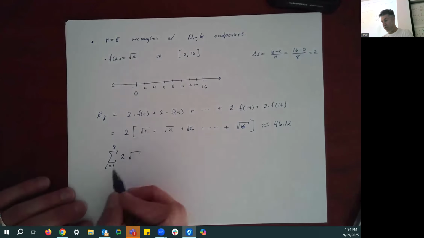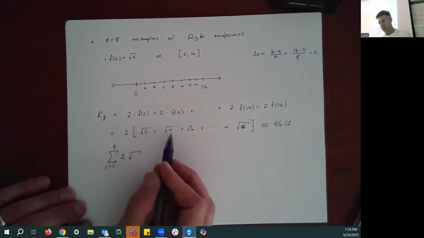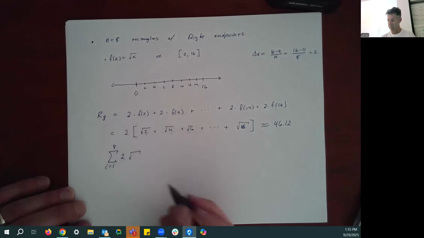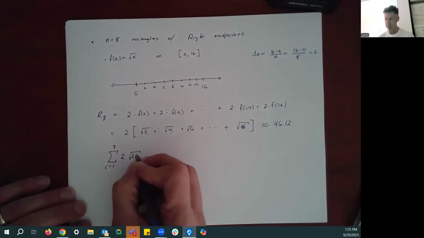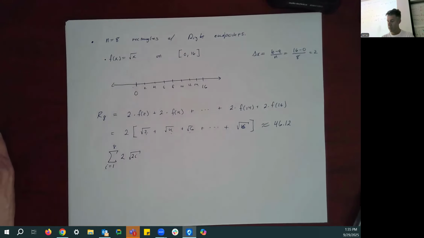So when I plug in 1, I want to get 2 in the square root. When I plug in 2, I want to get 4. When I plug in 3, I want to get 6. It seems like I need 2 times whichever interval number I'm on. And that's going to work.